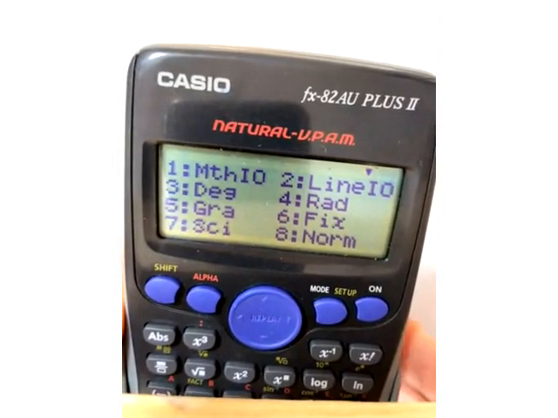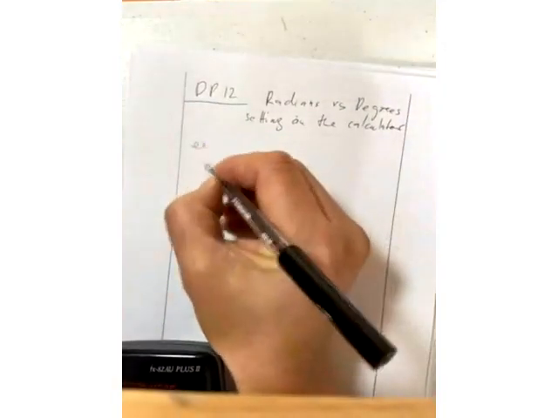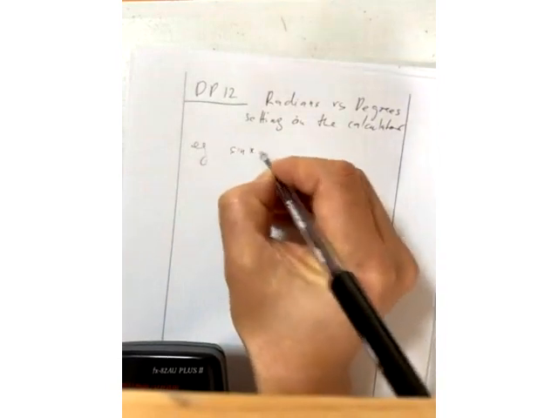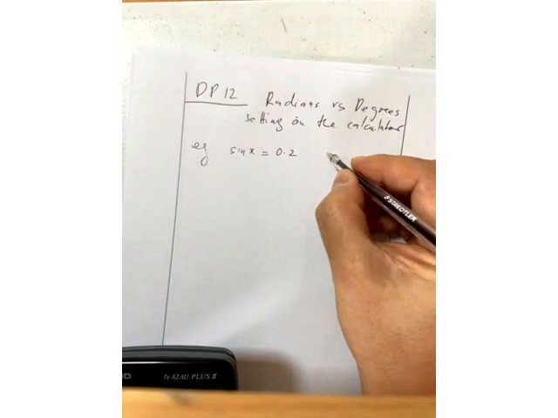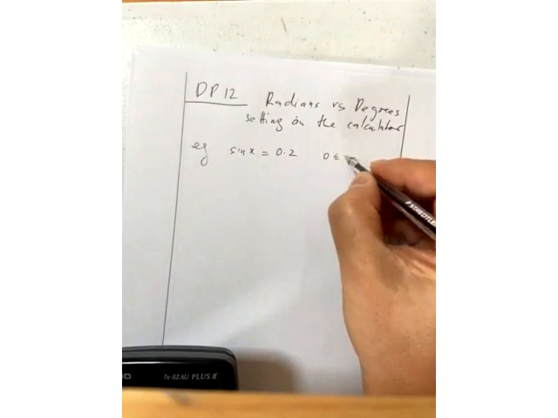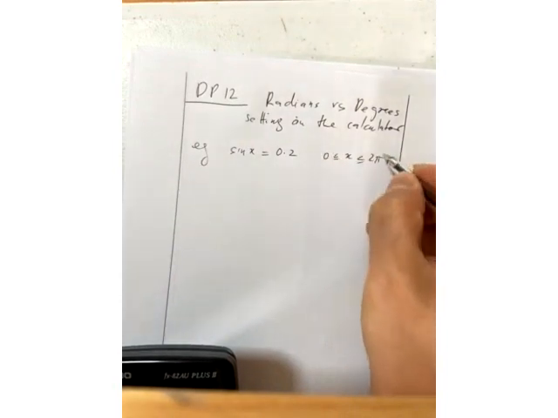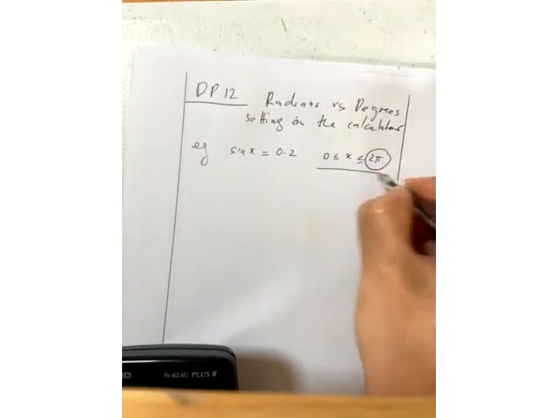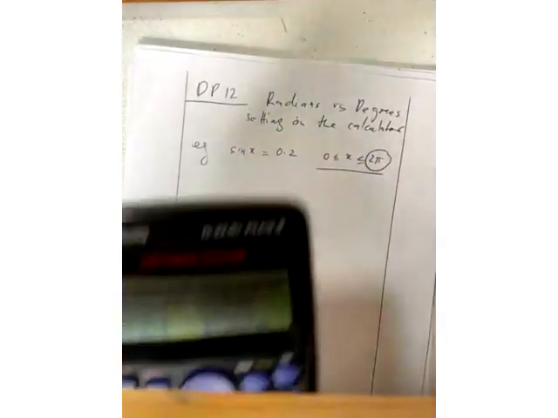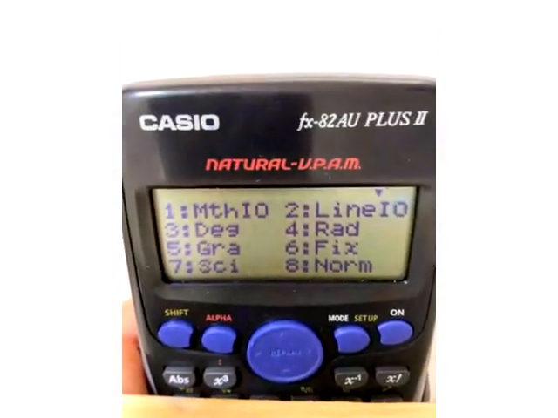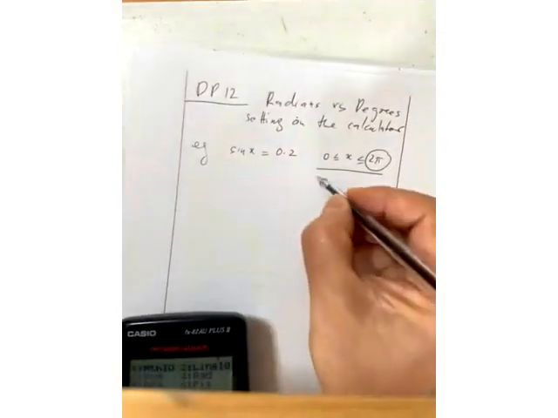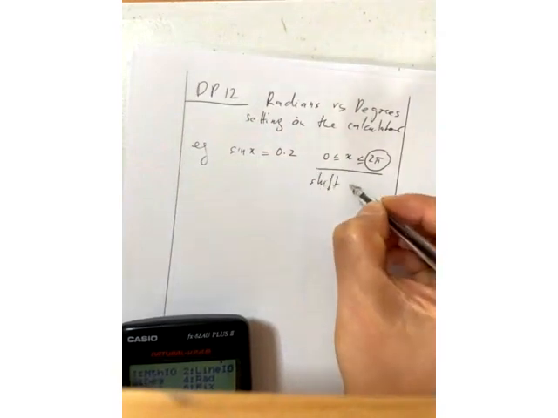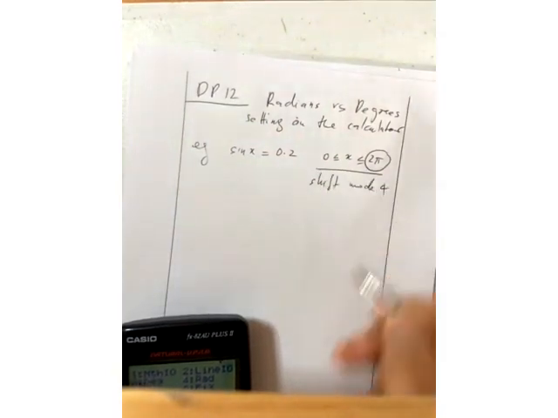How do you know when to set it in radians and when in degrees? Well, for example, if I have a question like this, and I'm going to give you that the X is bounded by this, you see this 2 pi, you see no degree sign, that means you've got to set your calculator into radians mode. That's number 4. So that will be shift mode 4.